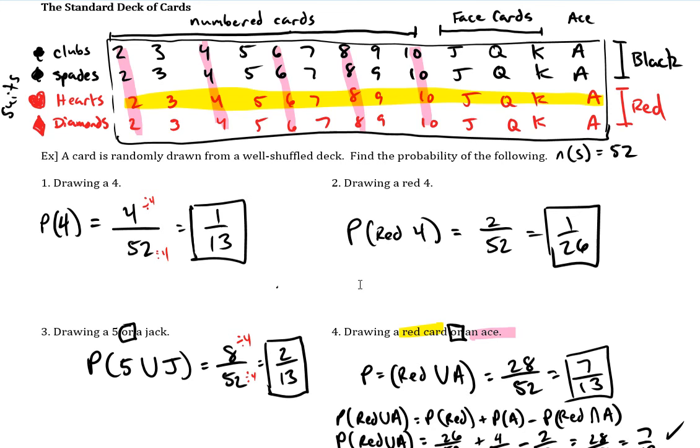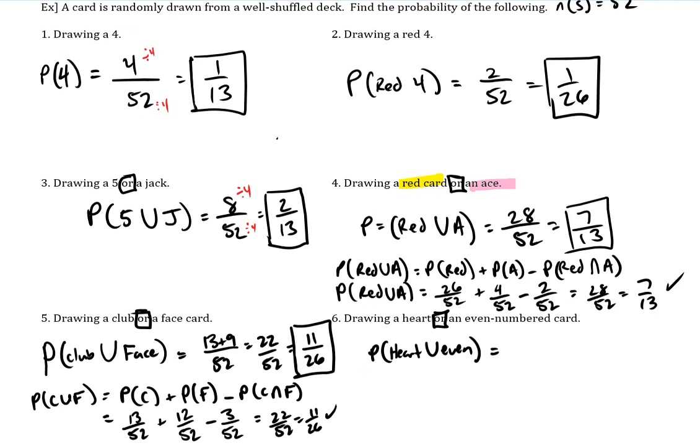Okay, so this time let's just go to the union rule. I mean, we could count all of them and do it that way. I'll leave that up to you if you want to check it. But let's go ahead and just use the union rule for this one. This one might be a little bit better for it. Okay, so the probability of heart plus the probability of an even minus the probability of a heart and an even.